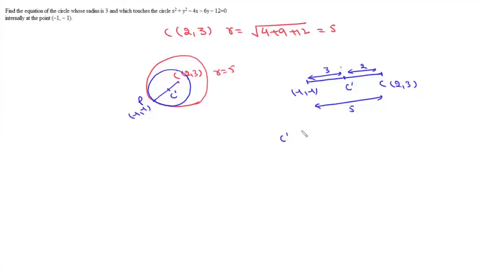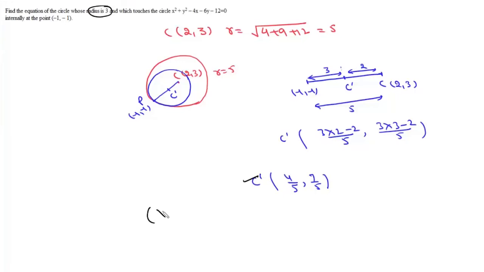So basically this C dash divides it in the ratio 3:2. So center C dash will be given by 3 into 2 minus 2 upon 5 and 3 into 3 minus 2 upon 5. So it will be (4 by 5, 7 by 5). And once we have center and radius, we can write its equation as (x minus 4 by 5) square plus (y minus 7 by 5) square equal to 3 square, and that is the answer to this question.